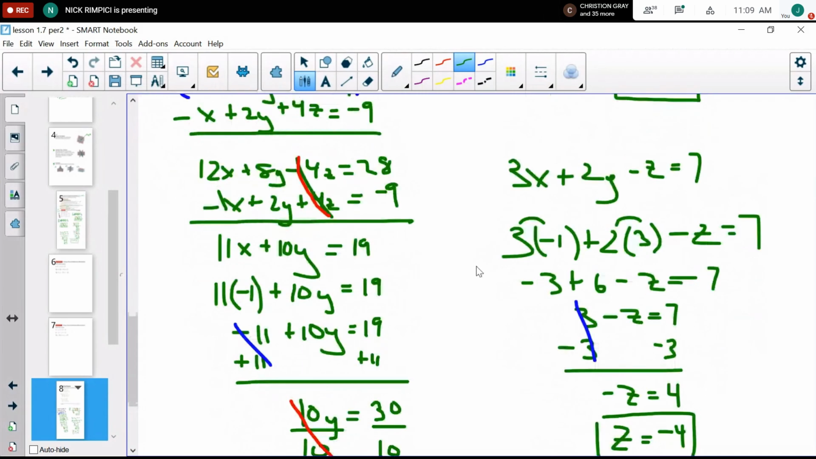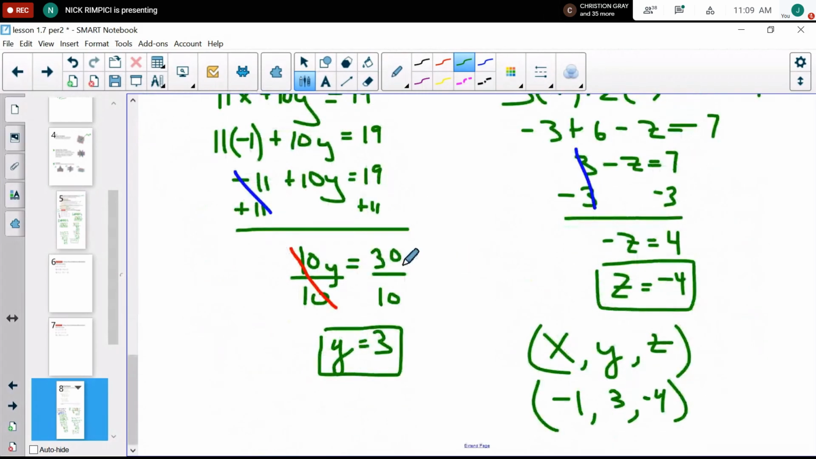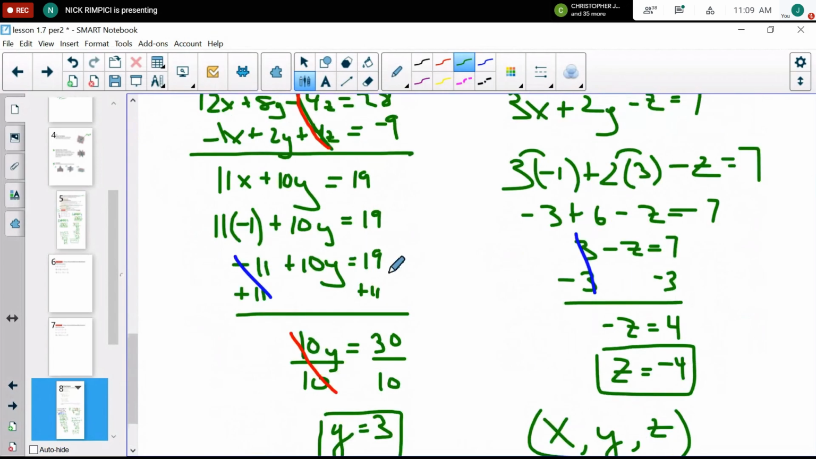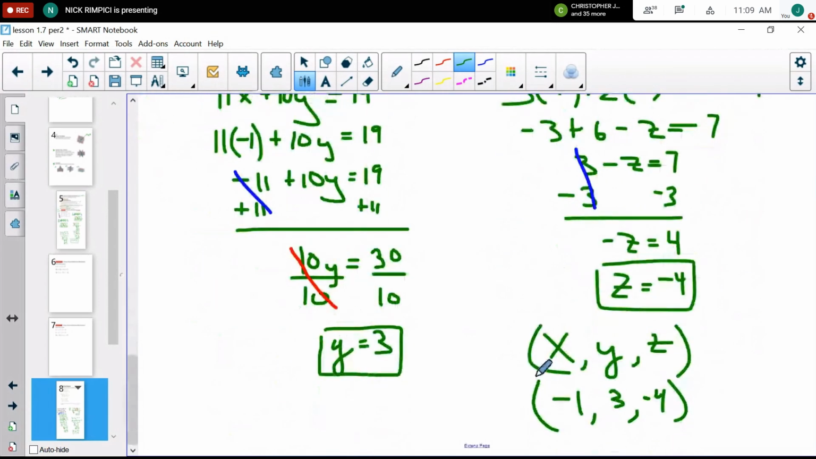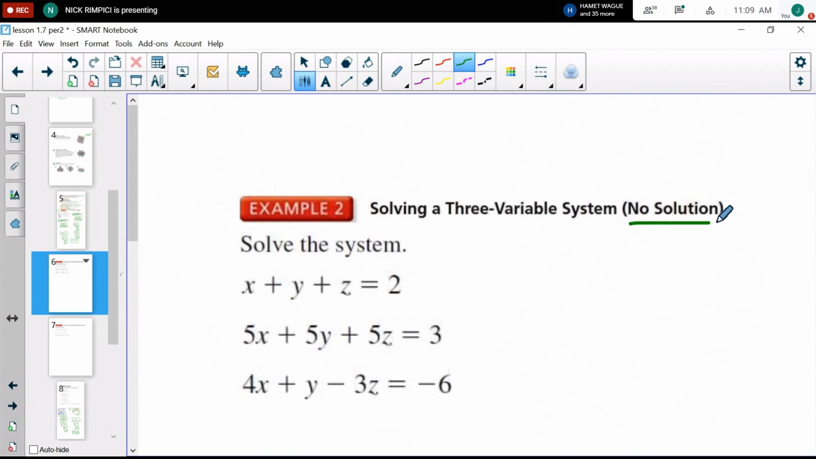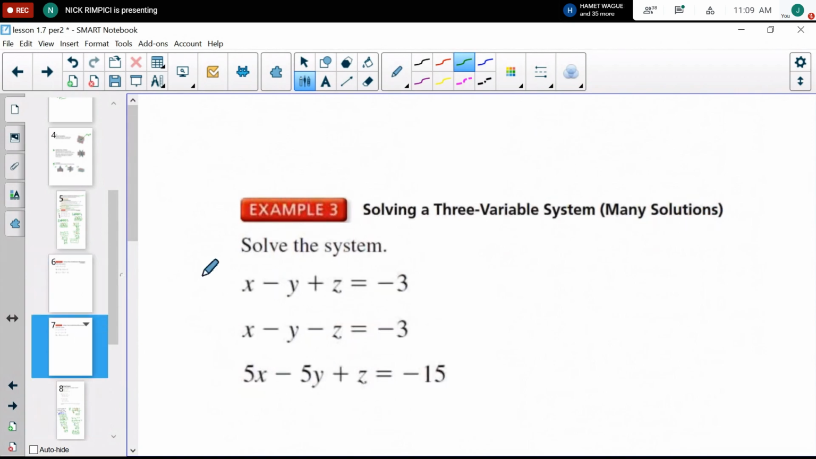Most of the examples on the state exam are ones like this where you can solve. See how I have an answer, -1, 3, -4. There's one solution. That's how most of the questions will look. However, there are special cases. There are two special cases: cases where there's no solution, and cases where there are many solutions. And of course, I'm going to take you through both.